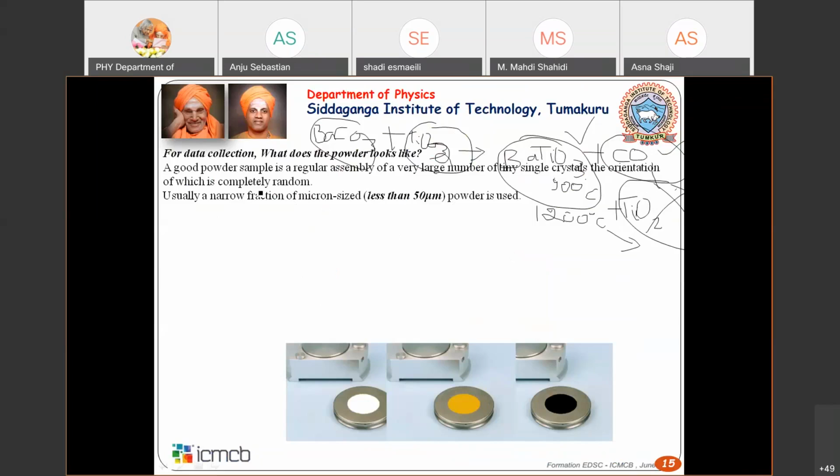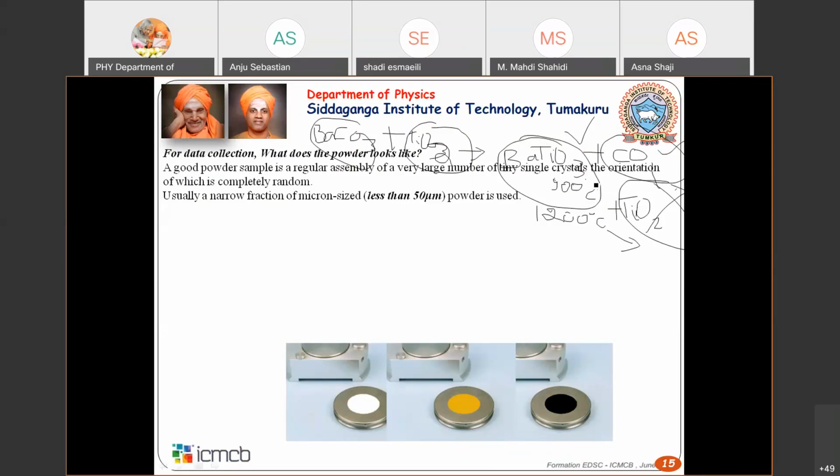So what is the meaning of good data? Good data means a good powder sample is a regular assembly of a very large number of tiny single crystals, because it's a polycrystal, that are oriented in random directions. Also you should try to have a very narrow distribution of sizes. The reason is the size broadening would also depend on your crystallite size.